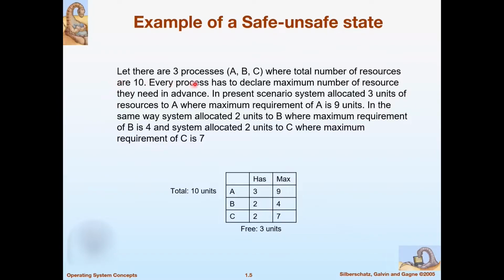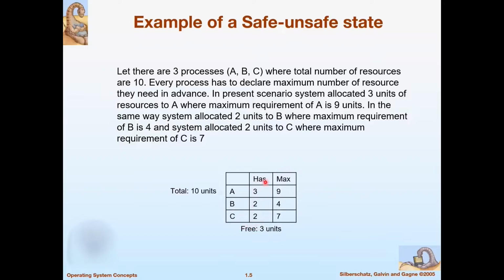There are three processes A, B and C, and the system has a total of 10 units of resource. Using this resource, the processes have to finish their work. In advance, every process has to declare the maximum number of resources it needs. Here we can consider a table with three processes A, B and C, and each process already has some units for its work. At this instance, A has 3 units, B has 2 units and C has 2 units, and a total of 7 units are given.